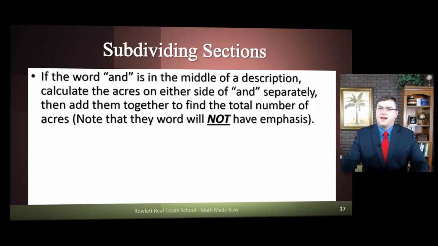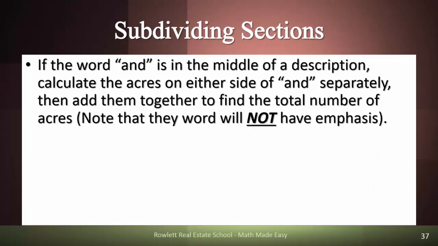Now these questions can get a little more nasty, and will be your arch nemesis. If the word "and" is in the middle of a description, you need to calculate the acres on either side of "and" separately, and then add them together to find the total number of acres. Note that the word will not have any emphasis on it, so your eyes will just skate across it.